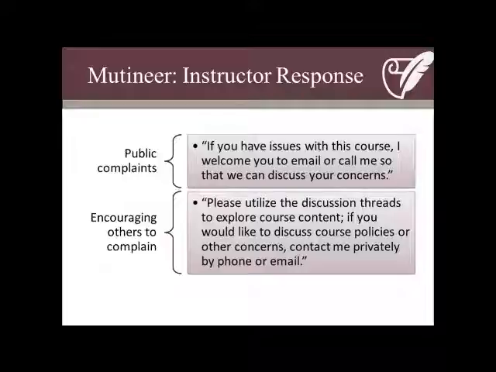Notice that you haven't responded to their concerns, because you don't want to turn all of your course into a fight about what the policies and the procedures are. At the same time, you do want to encourage students, if they have concerns, to contact you. So keeping the focus on private communications to discuss concerns, public forums for course content.